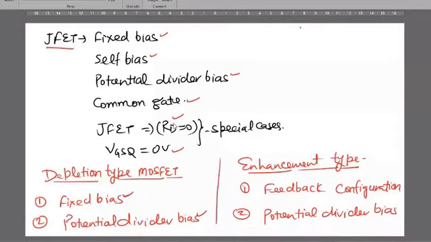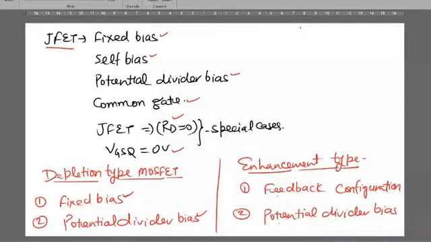And for enhancement type of MOSFET, feedback configuration bias, that is drain to gate feedback configuration, and then potential divider bias. So there are several biasing schemes specifically for JFET, depletion type MOSFET, and enhancement type MOSFET. We will study one by one each and every kind of configuration.